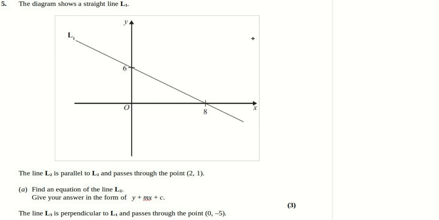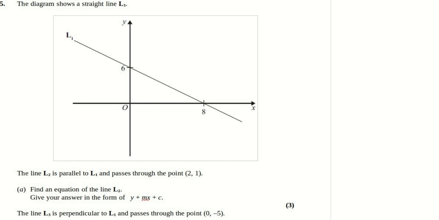Okay, so it gives us a diagram of a graph that shows the straight line L1, and then it tells us we've got another line L2 which it doesn't show, but which is parallel to L1 and which goes through the point (2, 1). So the point (2, 1) is about there. Okay. And it's telling us we've got a line which is parallel.